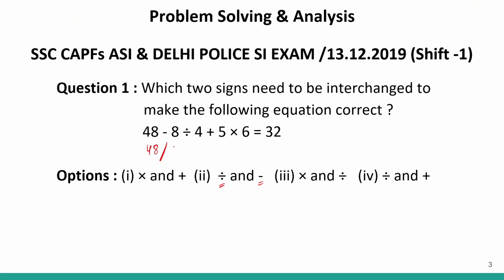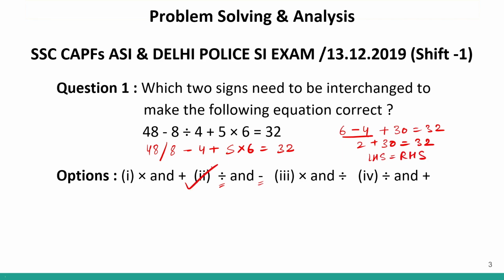So 48 divided by 8 minus 4 plus 5 into 6 should give me 32. Now 48 by 8 will give me 6. 6 minus 4 plus 30 should be equal to 32. So this will be 2, and 2 plus 30 will be equal to 32. Hence, LHS equals RHS. Therefore, interchanging the divide and subtraction signs gives the correct answer. So the correct answer to this question will be option number 2.